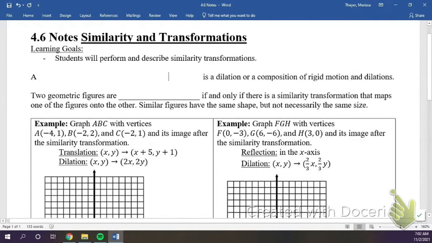So a similarity transformation is when you have some sort of composition but it includes a dilation. So it can be rigid motion with other aspects, but it also is going to include a dilation, which is not a rigid motion. And so two geometric figures are going to be similar if and only if there's a similarity transformation. Remember that similar figures have the same shape but not necessarily the same size.